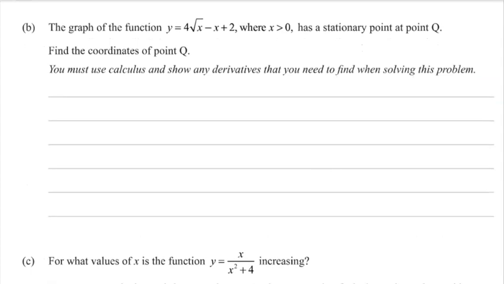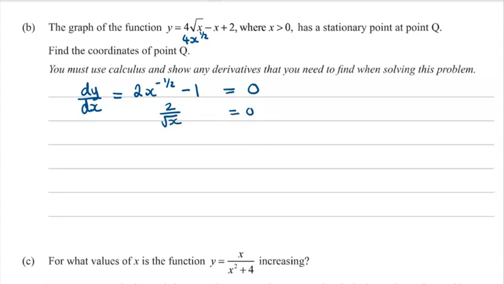We've got the function for a graph here. We've got a stationary point. We need to find the coordinates of that stationary point. So we need to differentiate, find dy by dx. Well, this is 4x to the half here. So that will be 2x to the minus half, minus 1. We set that equal to 0. So we've got 2 over the square root of x minus 1 equals 0.